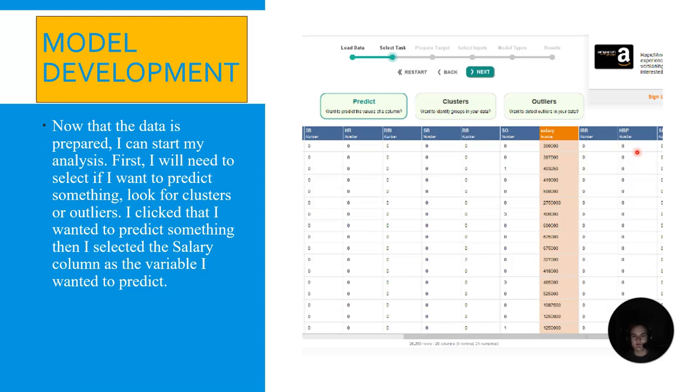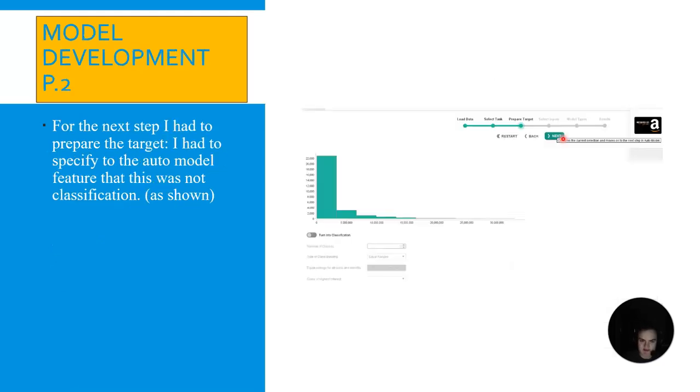So this is the model development. For the Auto Model feature, you have to choose whether you want to predict, cluster, or detect outliers in your data. Obviously, I want to predict player salary based on performance, so I selected the salary column and moved on to the task.